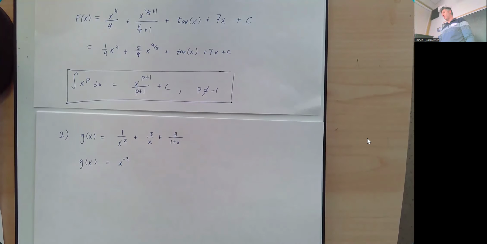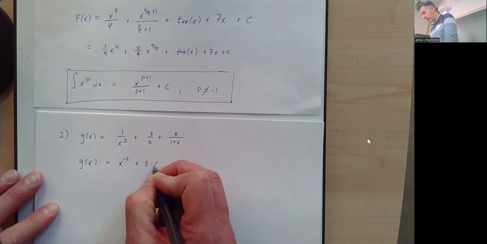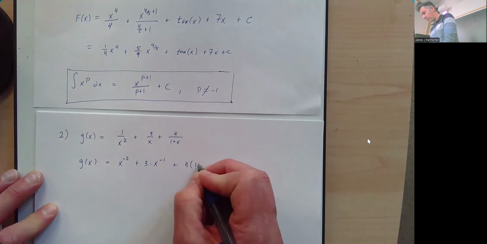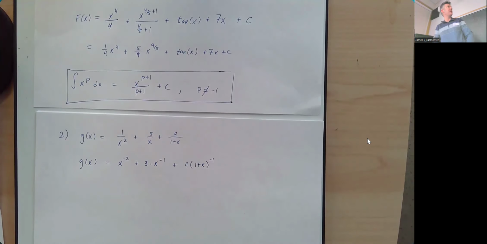And I would encourage you not to copy down what I'm about to write because I'm going to change it anyway. You could rewrite this as 3 times x to the negative first. And you could rewrite this as 4 times (1 plus x) to the negative first. But honestly, the negative 1 power is the only power I really don't like writing as a power because I know I'm not going to be able to use the power rule.